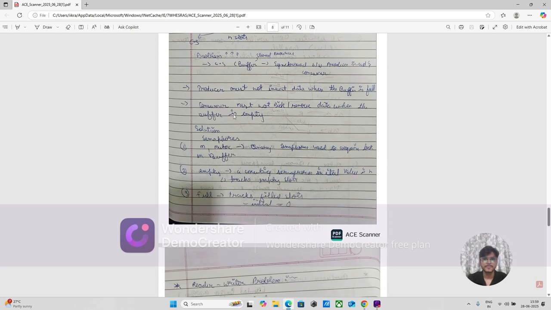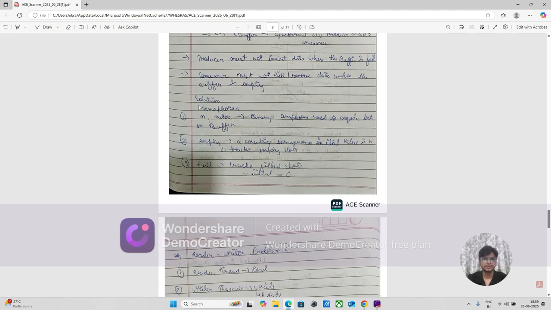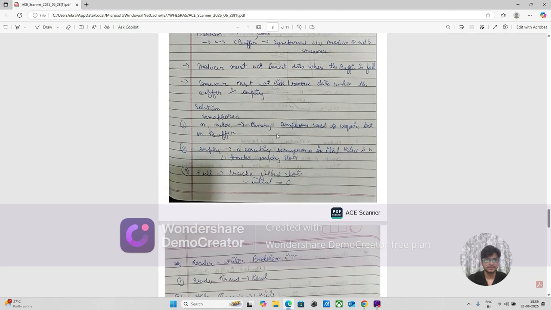So what will happen? The solution for this is semaphores. Using semaphores, you can take the solution from this book.